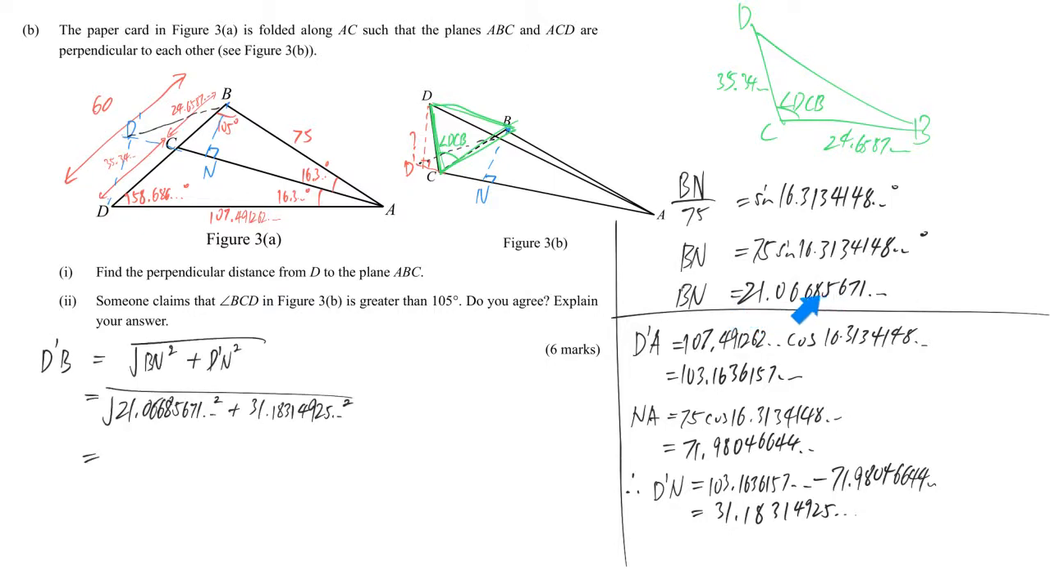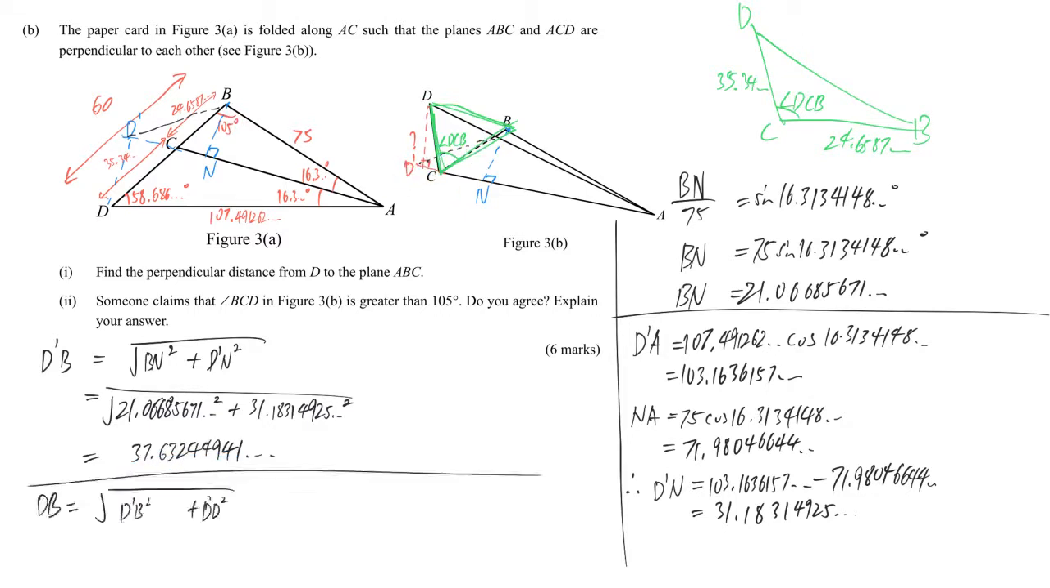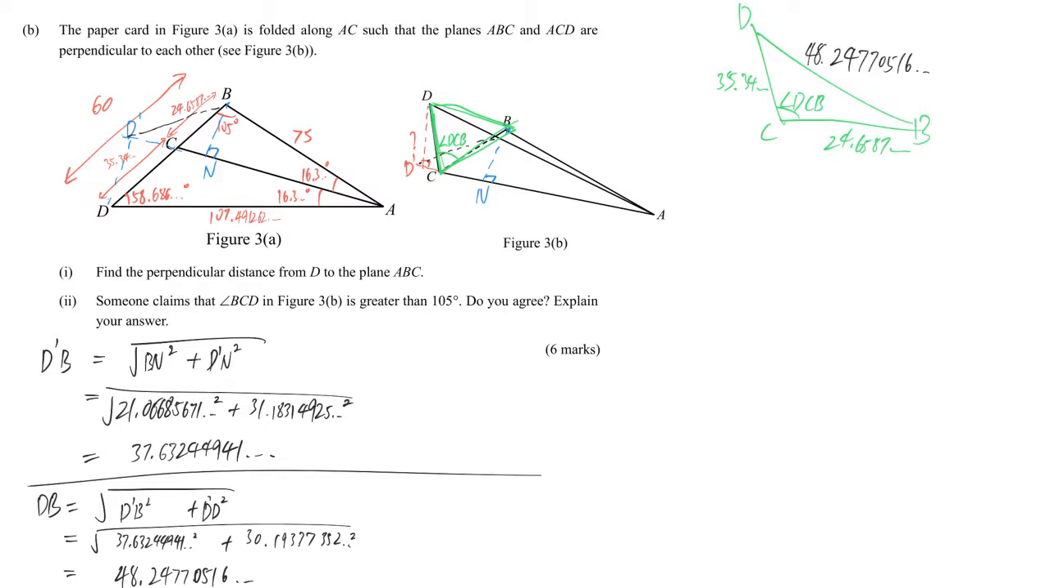That means on the ground, D prime to B. So we use the vertical distance square plus horizontal distance square and then square root the whole thing. Then we get this distance is 37 point something. So therefore, just now, DB direct distance is the projection square plus the perpendicular distance square, and then square root, we get the DB distance by Pythagoras theorem again. So we did quite a lot to find out what BD is. Finally, we have the final key components in this triangle, 48 point something. Now is the final step. We use the cosine formula again.